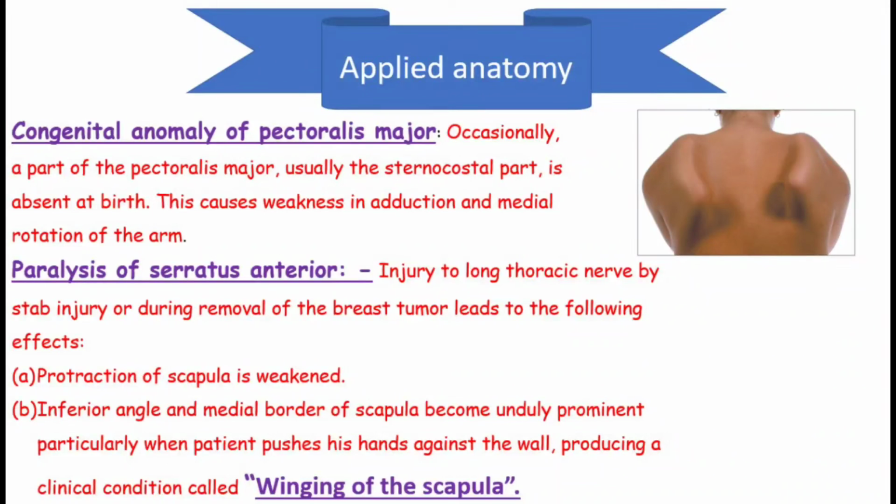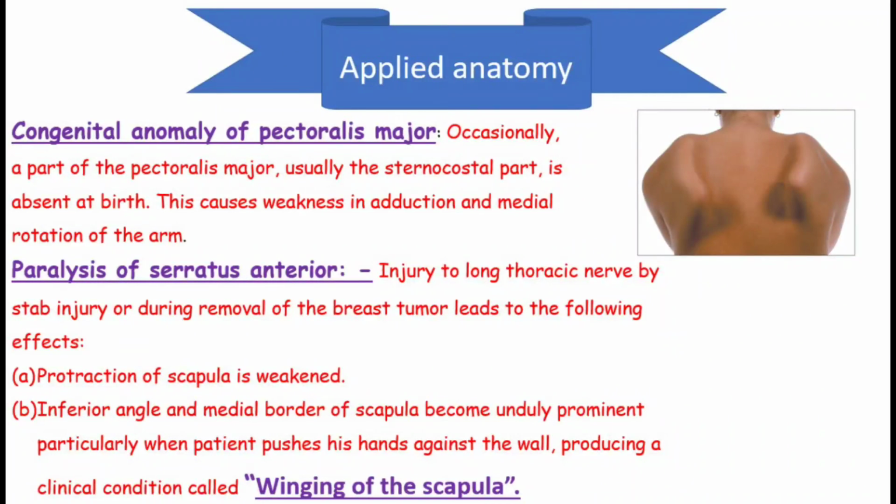Congenital anomaly of pectoralis major. Occasionally, in the pectoralis major muscle, the sternocostal part is absent at birth. This causes weakness in the adduction and medial rotation of the arm. Next, paralysis of serratus anterior muscle. Injury to the long thoracic nerve or nerve to serratus anterior by a stab injury or during removal of a breast tumor leads to the following effects.